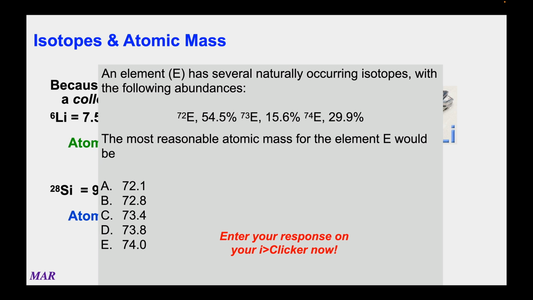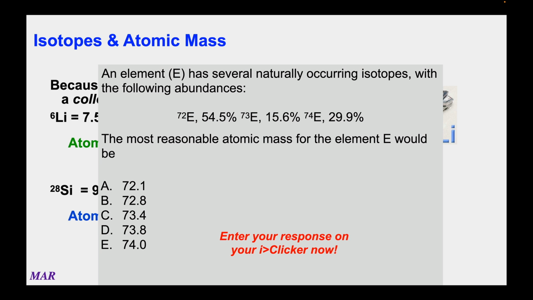Here's an example of a problem you might see. Here's an element. It doesn't exactly say what it is, but the isotope 72 is 54.5% abundant, 73 is 15.6%, and 74 is 29.9%. What's a reasonable atomic mass? So the best way to do this would be to take 72, the mass number, and multiply it by 0.545. Like you take those percentages divided by 100. And you'd add that to 73 times 0.156 and add that to 74 times 0.299. And if you get all that, you'll get one of the answers down there.